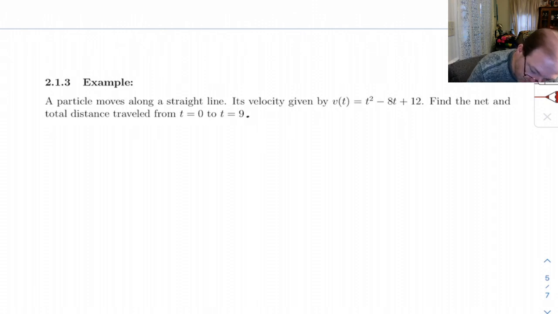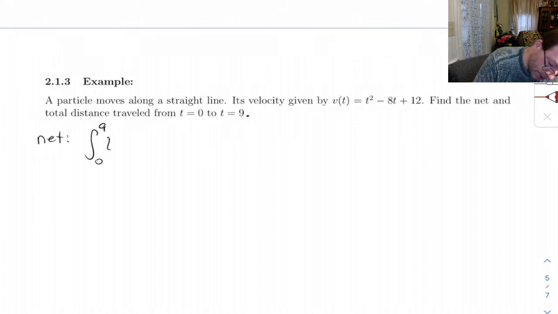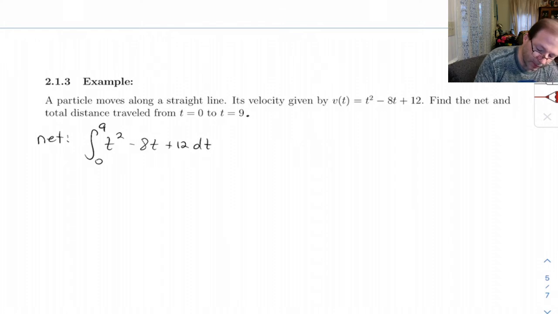All right, so we'll just set this up. Of course, the net is easy to set up. It's the integral from 0 to 9 of t squared minus 8t plus 12 dt. And you just take the antiderivative, plug in the endpoints, and you're good.